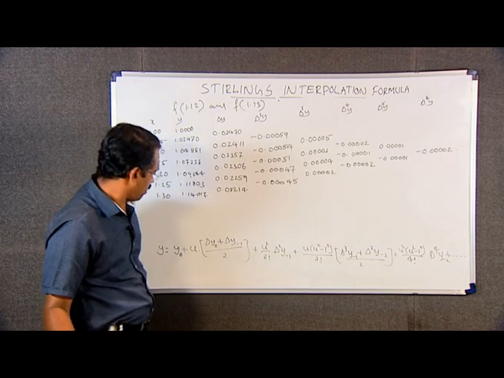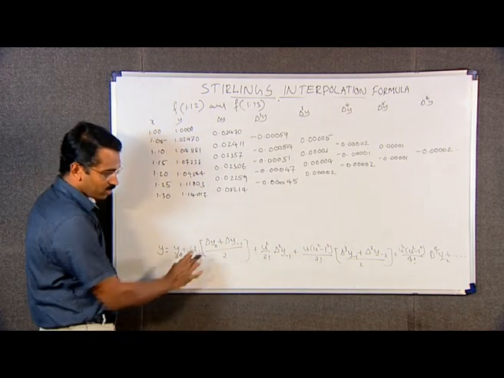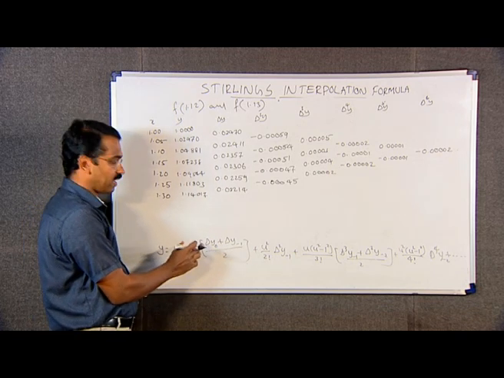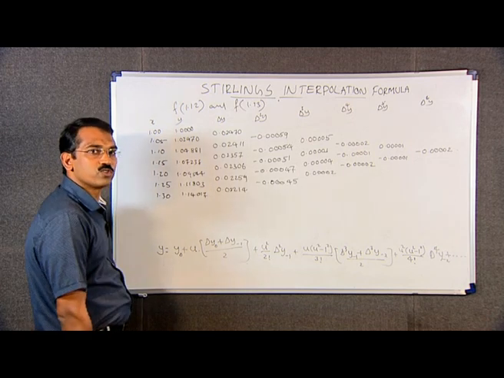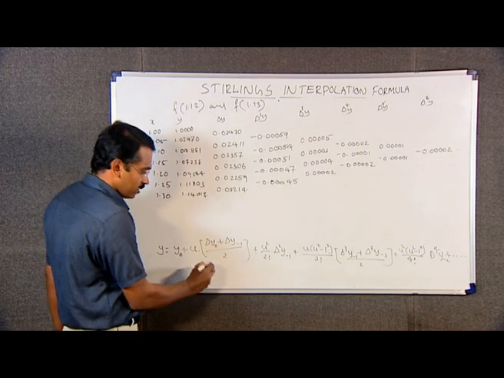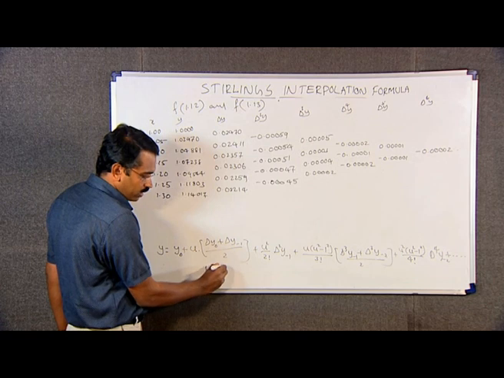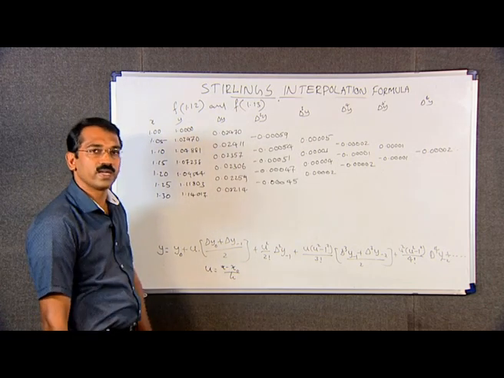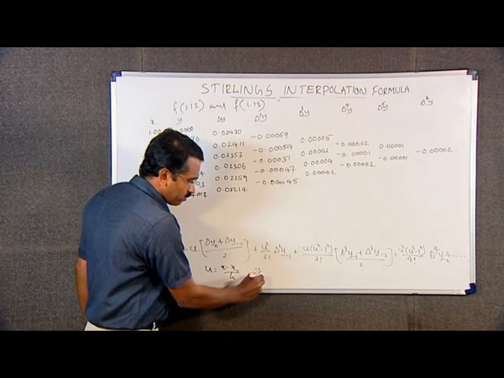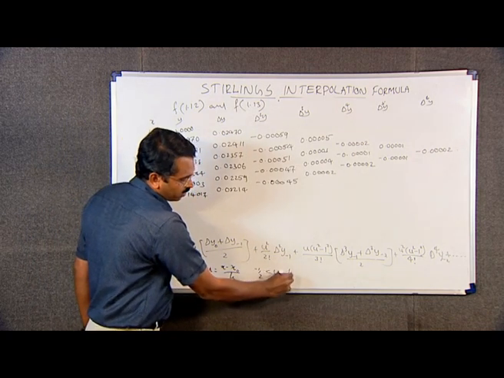Now, here note that in order to get better accuracy in the interpolating value, it is better to choose x naught such that the value of u, that is u equal to x minus x naught divided by h, lies in between minus 1 by 2 and 1 by 2.